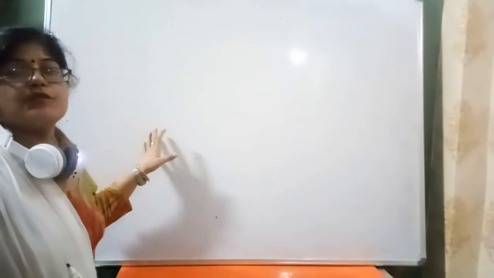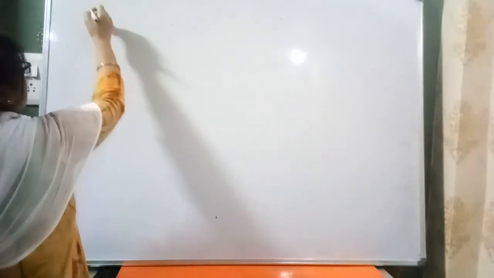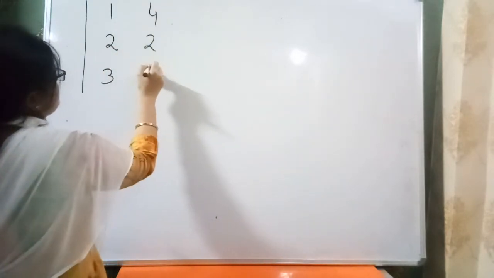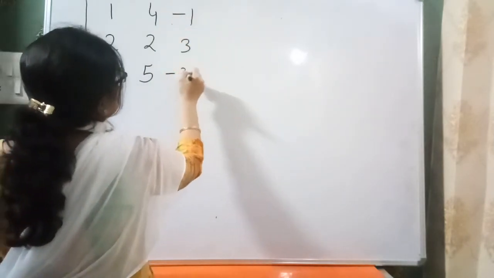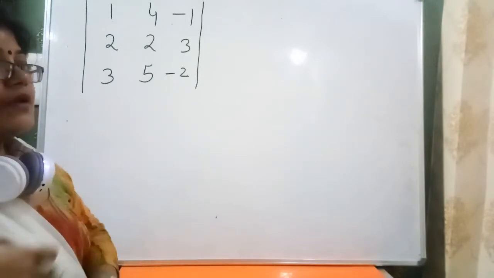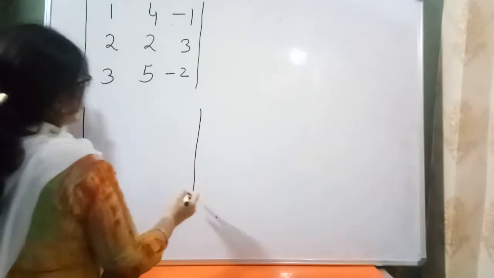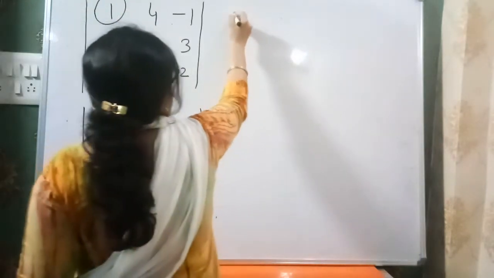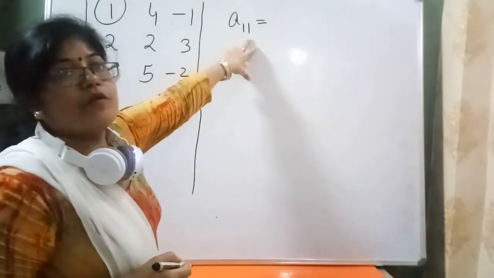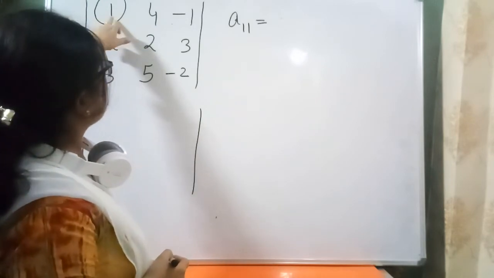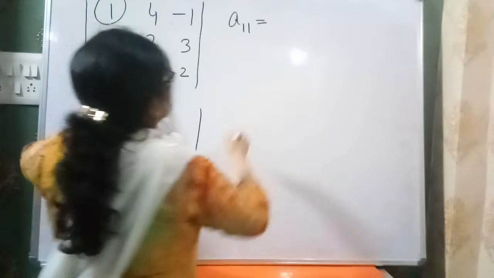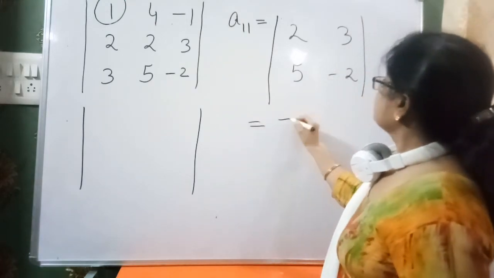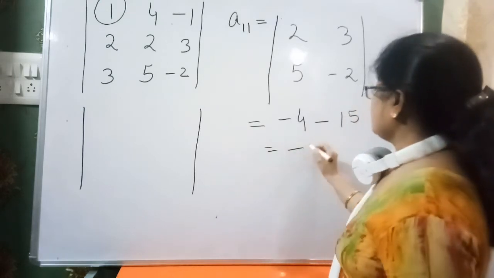Now let's see how we have to find the adjoint of a 3 cross 3 matrix. For example, I have the matrix 1, 2, 3, 4, 2, 5, -1, 3, -2, and we have to find the adjoint of this matrix. That means we have to find the digits which I have to place in place of this entry. This place is termed as A11, 1 for row, 1 for column. In order to find the value, we just take the box, hiding this row and column. That means we have the values 2, 5, 3, -2. Now solve it. As we solve, it means -4, -15, and we get -19.